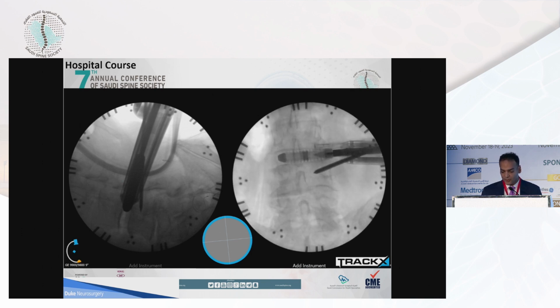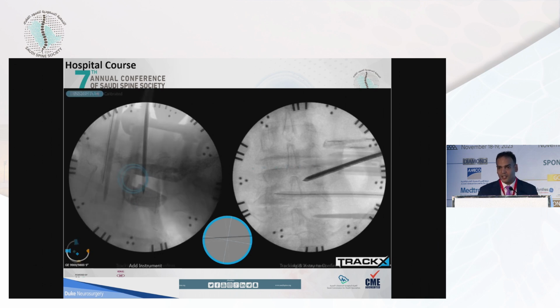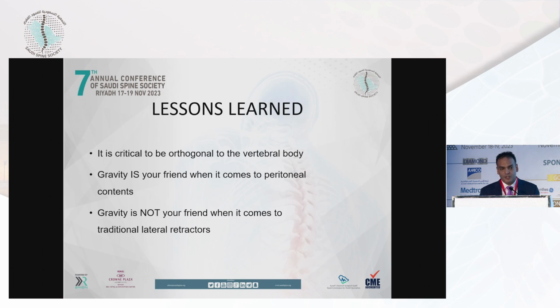Now, using this software also, I don't think it'll let me do that, allows me then to put the pedicle screws in. I showed it at the other conference how we can do bilateral pedicle screws at the same time. So I think those are the advantages of the prone lateral.